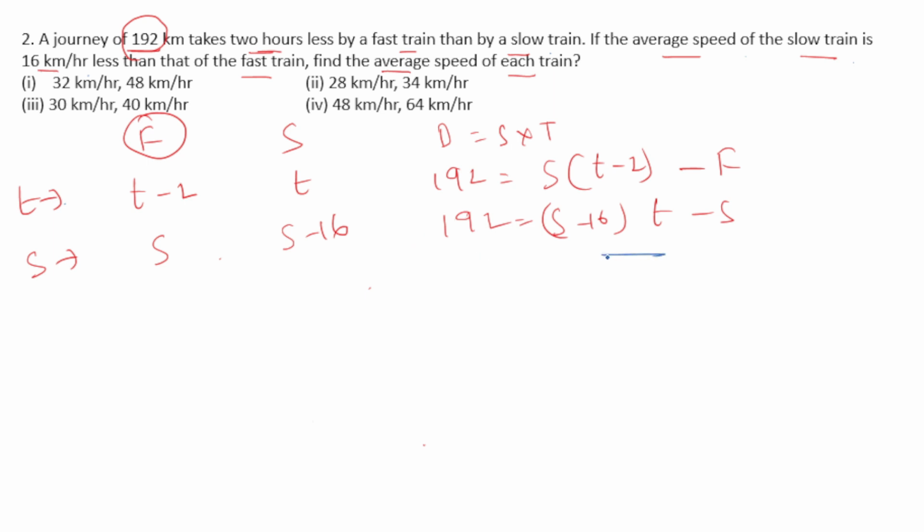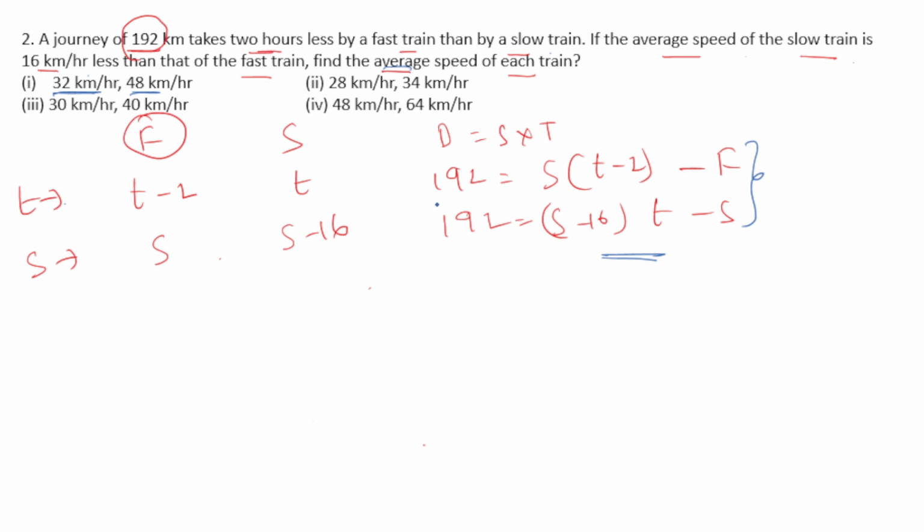Okay. Now till here you can do it and then check with the options. We have to find the average speed of each train. So we can assume 32 as the speed for the slow train and 48 as the speed for the fast train, and we have to see which is satisfying both the equations.